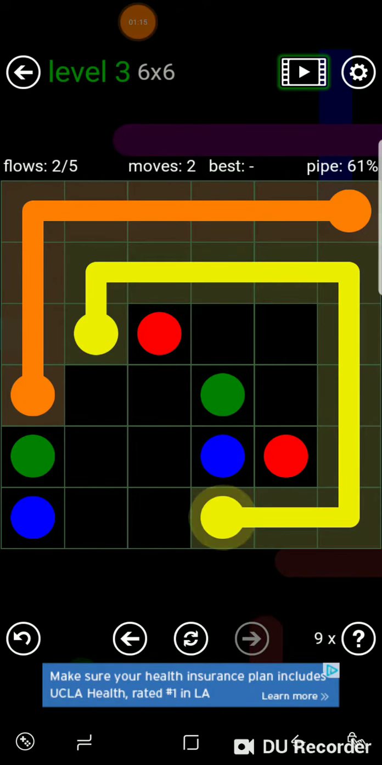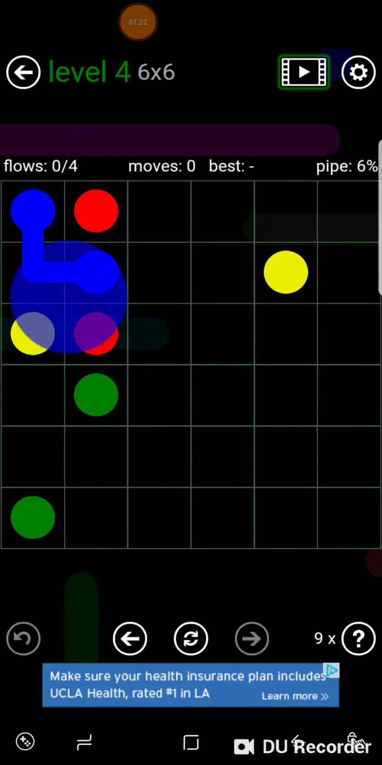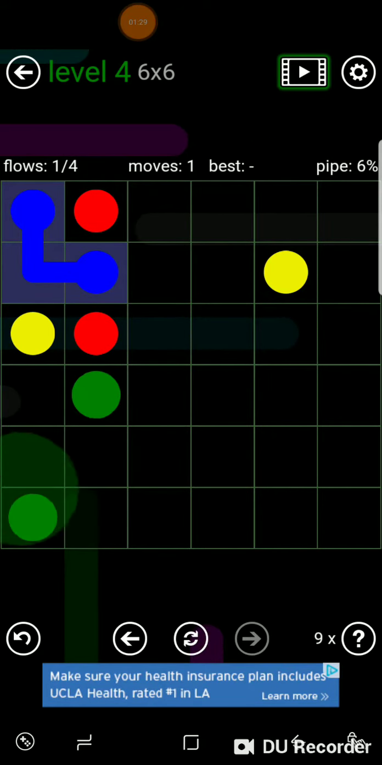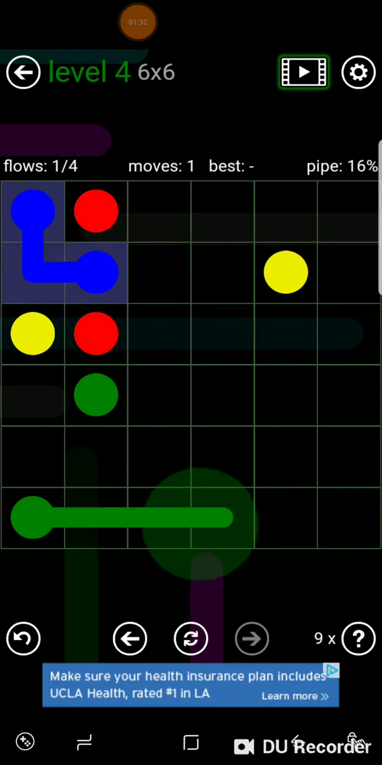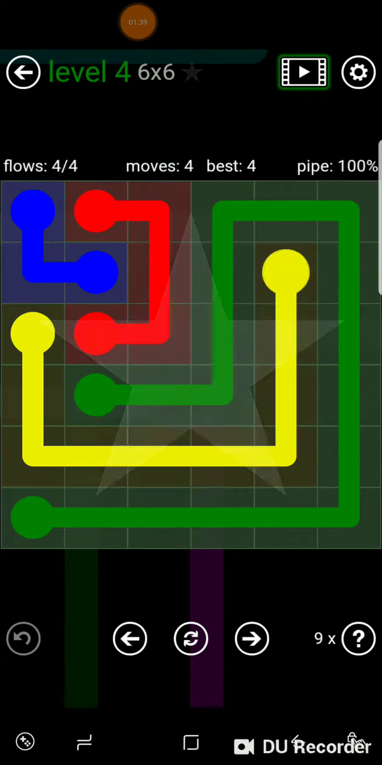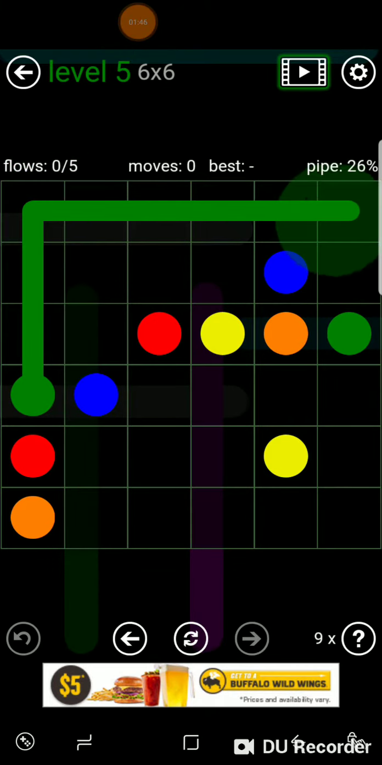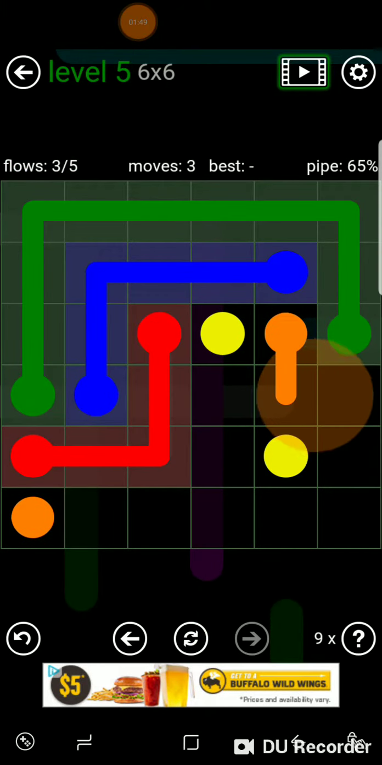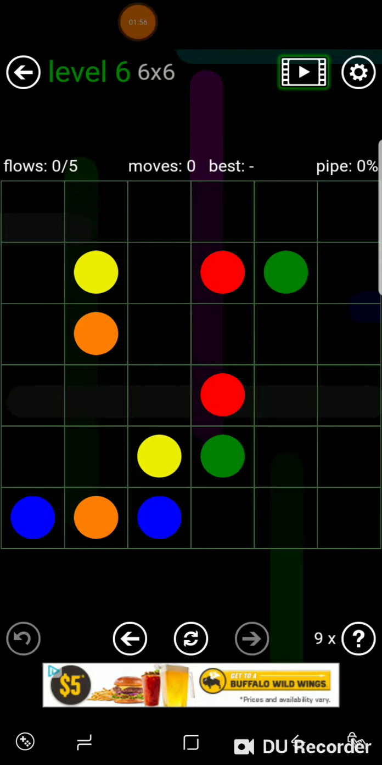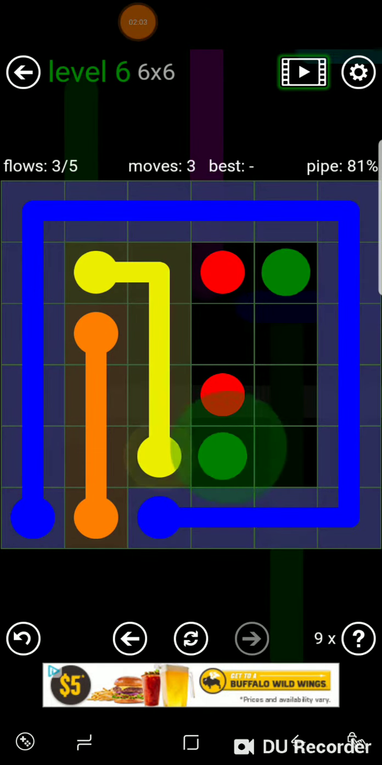One, two, three, four, five. Now let's keep going. How do we do this? There we go, we figured it out. Alright, we're back. Now let's go. One, two, three, four, five. Now remember, we just connect the dots, just like this. One, two, three, four, five.